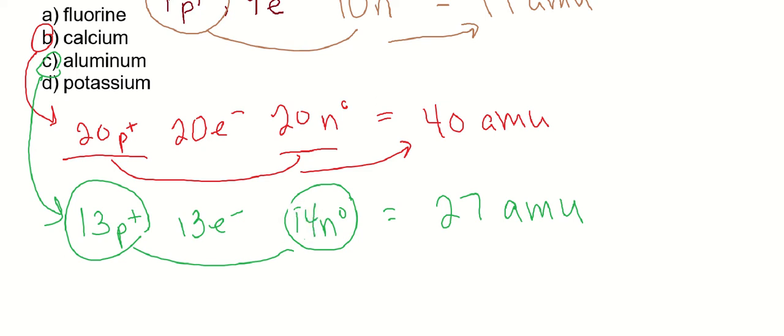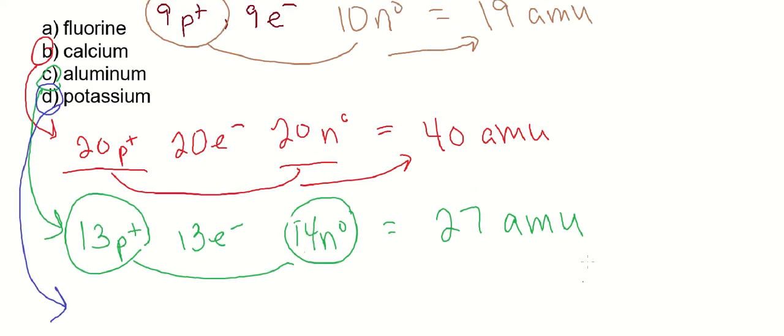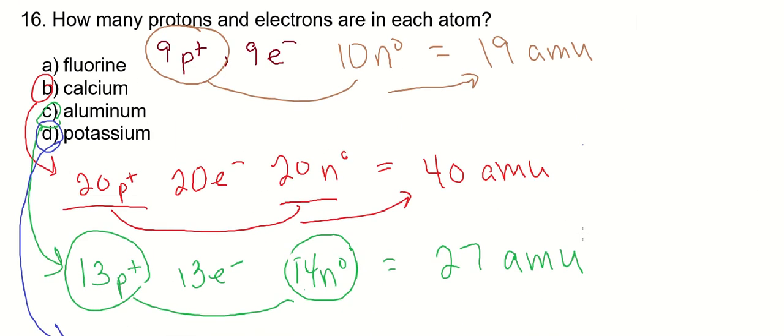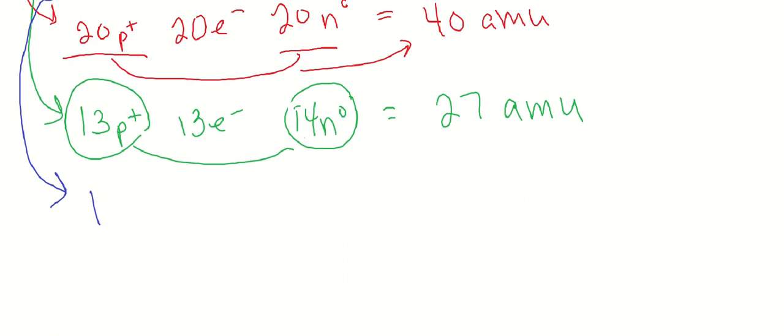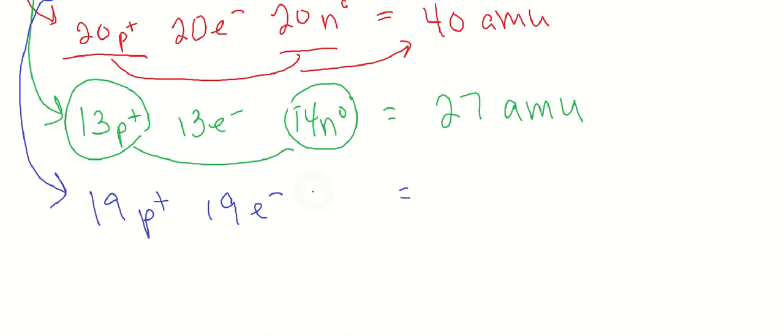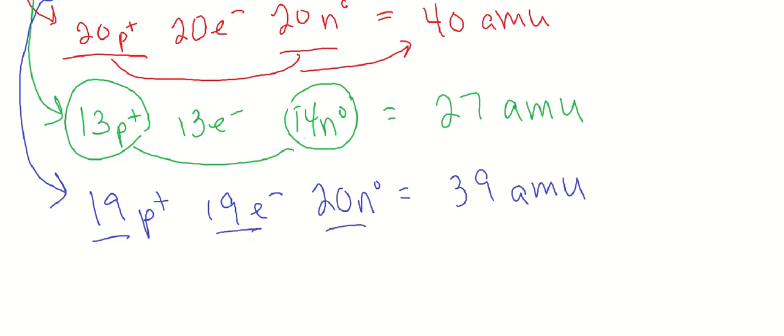Finally, potassium. Let's find potassium on the periodic table. Right there. 19 protons, 19 electrons. The mass has to add up to 39. So 19 plus 20 is 39. There you go. For potassium, 19 protons, 19 electrons, and 20 neutrons.